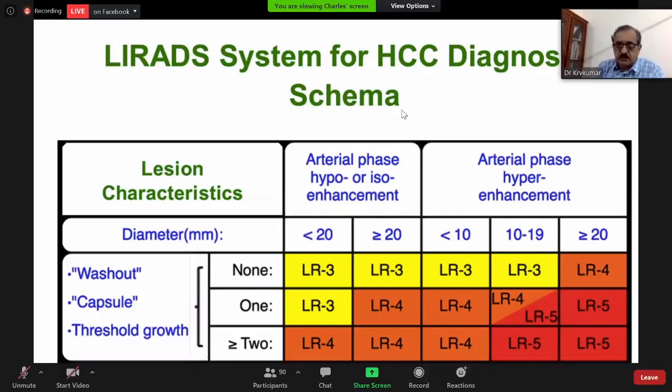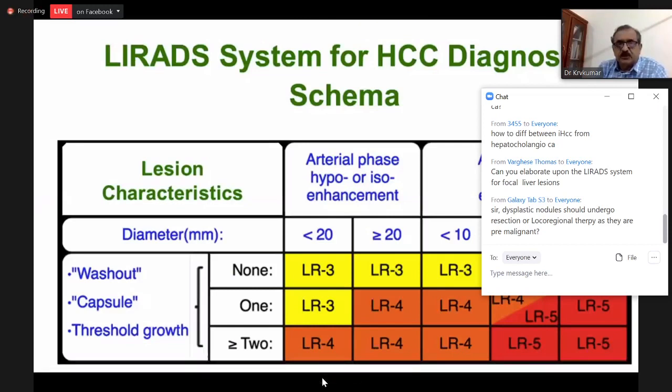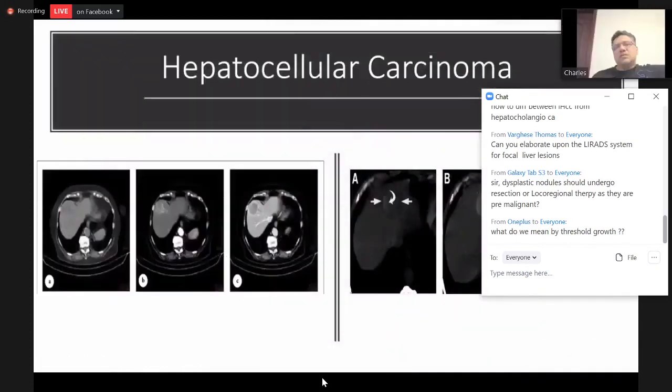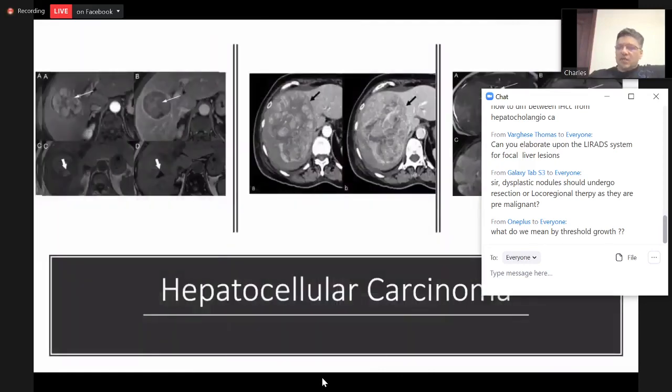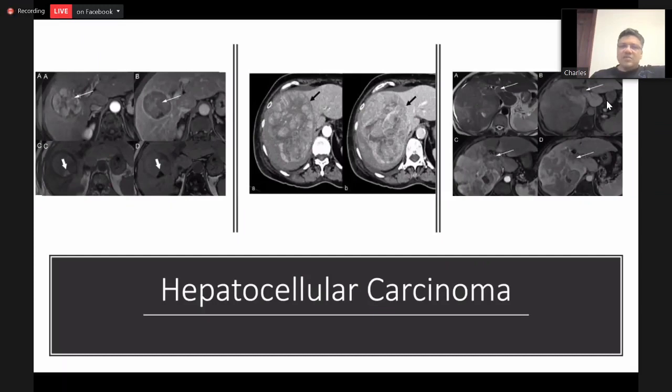So that is about LIRADS. And then we'll go to the chat box: how to differentiate between bland thrombus and tumor thrombus? Yeah. So any thrombus that is continuous with a lesion is tumor thrombus unless otherwise proved. So you've got a 2 centimeter, 3 centimeter lesion in the periphery, and you see that there's a thrombus that is continuous with the lesion.